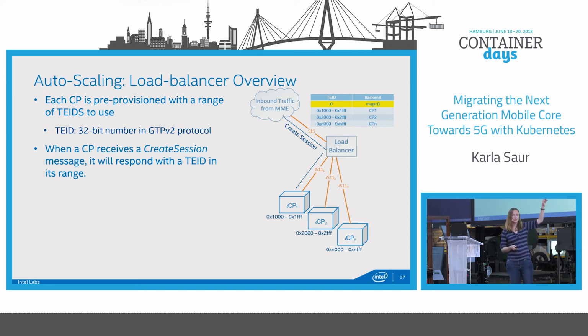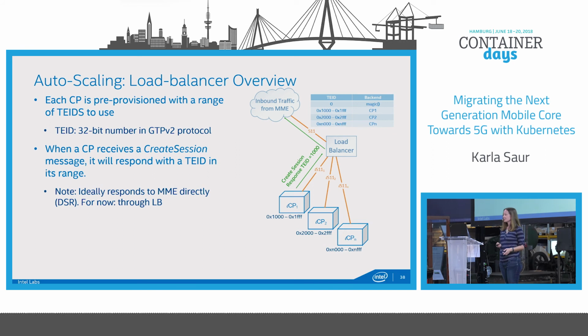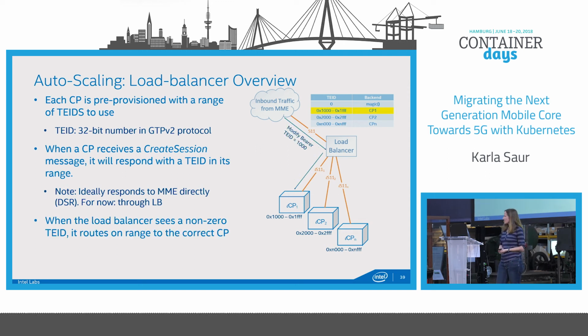Each of these CPs is provisioned with a range of TEIDs from the operator. They're non-overlapping ranges. For example, CP0 has the 1000 to 1FFF TEID range and so forth. So when CP1 receives this create session from the load balancer, it will respond back with a TEID in its range. Ideally, it would respond to the MME directly, but for now we're going back through the load balancer for some additional tracking. And now all of the subsequent sessions will be tagged with this TEID, and so the load balancer will know what CP to direct this to. This allows very fast lookup and very minimal state. We just look at the offset of the TEID and then route from there.